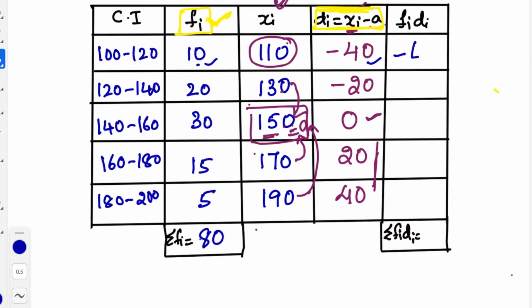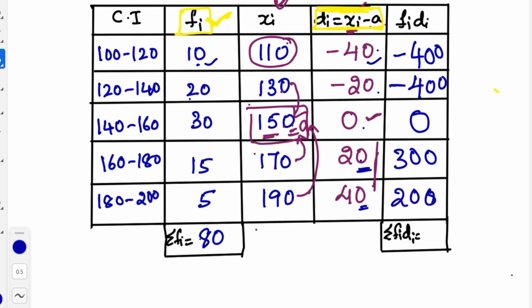10 into minus 40 is minus 400. 20 into minus 20, so you will be getting minus 400. 30 into 0 is 0. 15 into 20: 2 into 15 is 30, and put a 0 here, it will be 300. 4 fives are 20, here there is a 0, so put a 0 here.